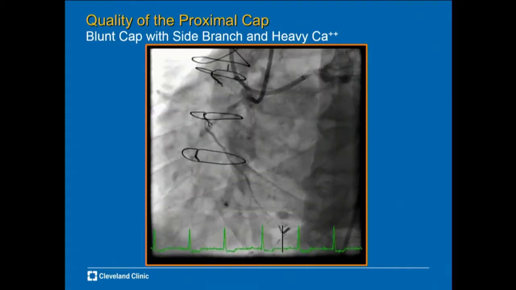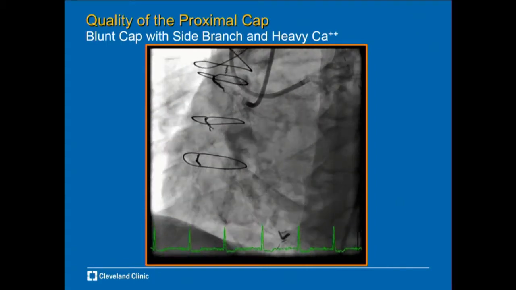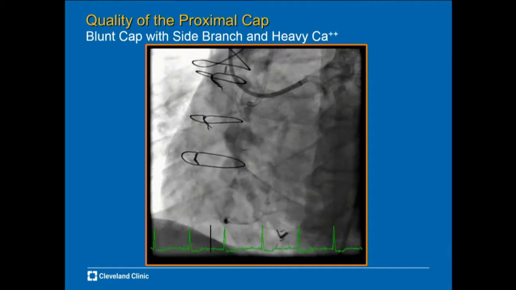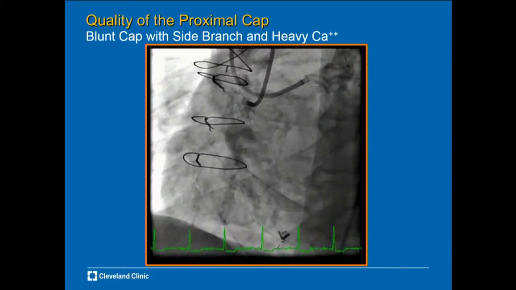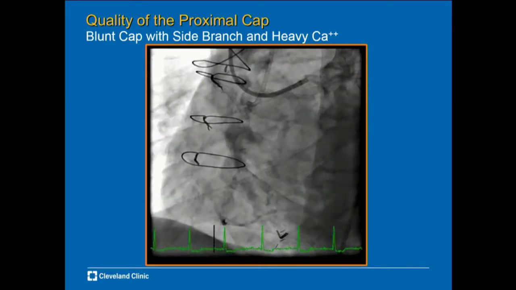This is a patient who has a blunt cap, side branch, and unfortunately it probably doesn't project very well, but a high level of calcium at the cap. So also lots of unfavorable features, but things that you need to take note of as you plan the case out.